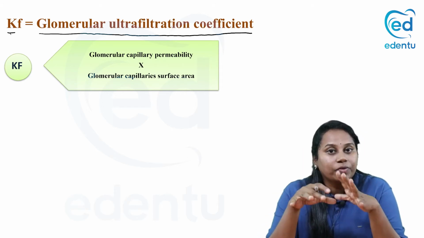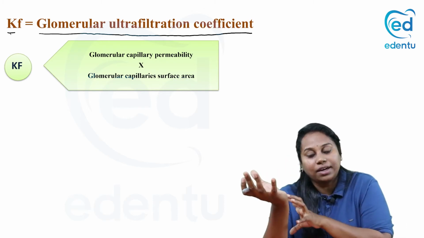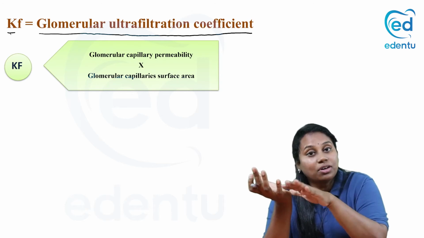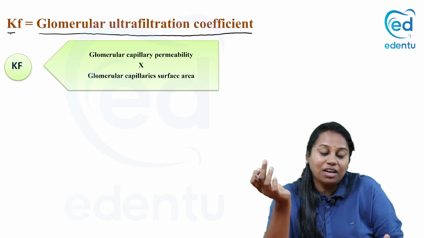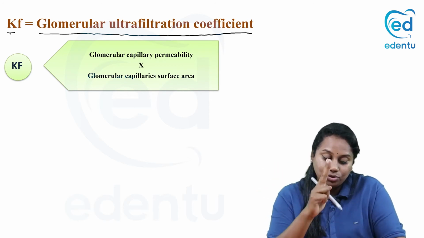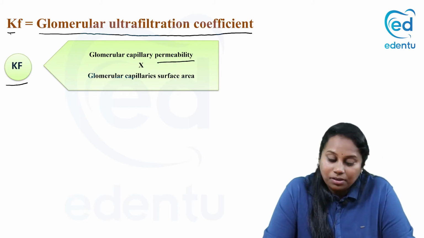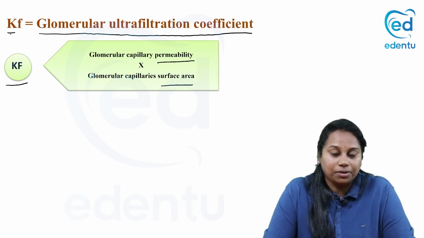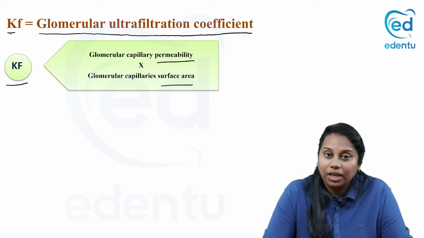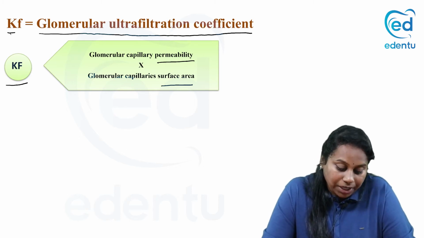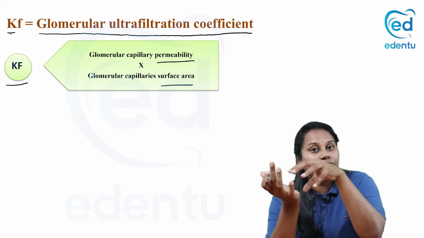See, till now we discussed the pressures or forces acting on the glomerular side and the forces acting on the tubular side. But we did not talk about the filter as such. So when you talk about the filter as such, this Kf will give you the properties of the filter. Two properties of the filter. Kf is equal to permeability of the filter into surface area of the filter. Filter, I mean the glomerular capillaries. So Kf is equal to glomerular capillary permeability multiplied by glomerular capillary surface area. So Kf is talking about the properties of the filter.